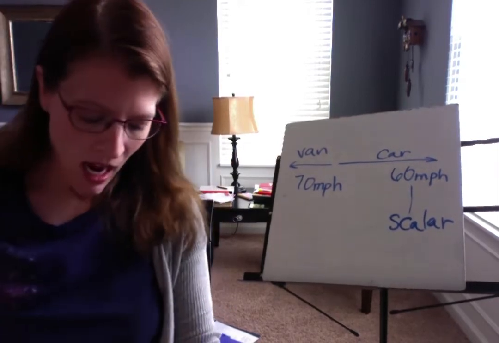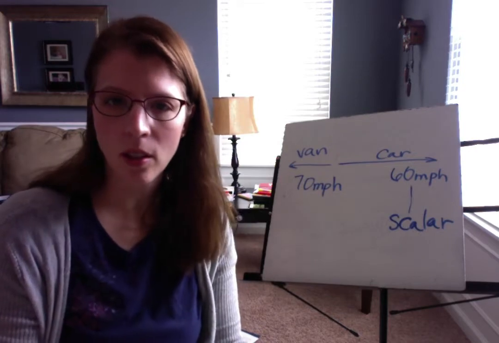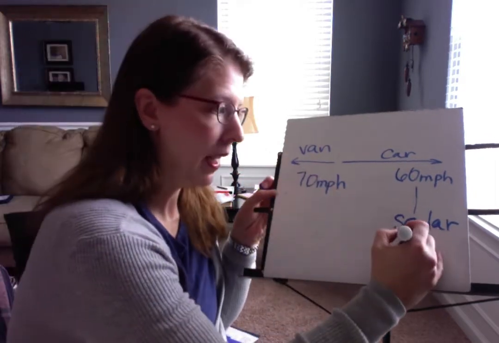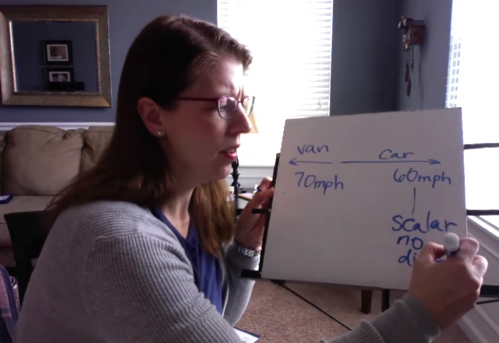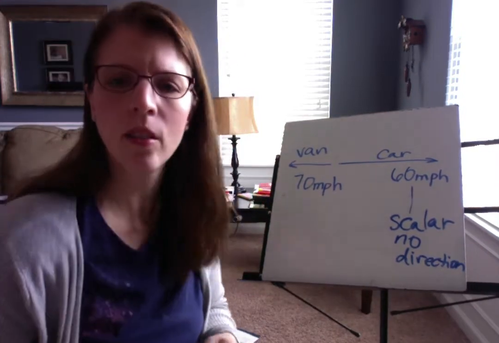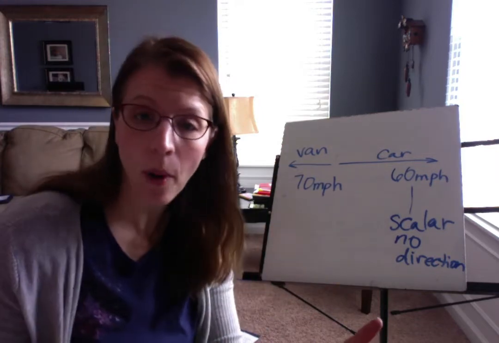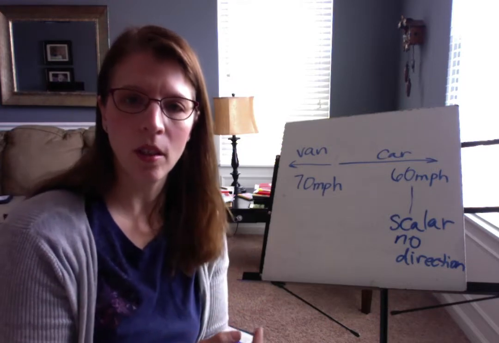I'm back. So it's scalar if it has no direction assigned to it. But can you see how it would be helpful to have a mathematical way to handle direction? Direction matters, okay? I need to know, are my van and my car getting farther apart? Are they getting closer together? How can I figure that out if I only know their speeds?